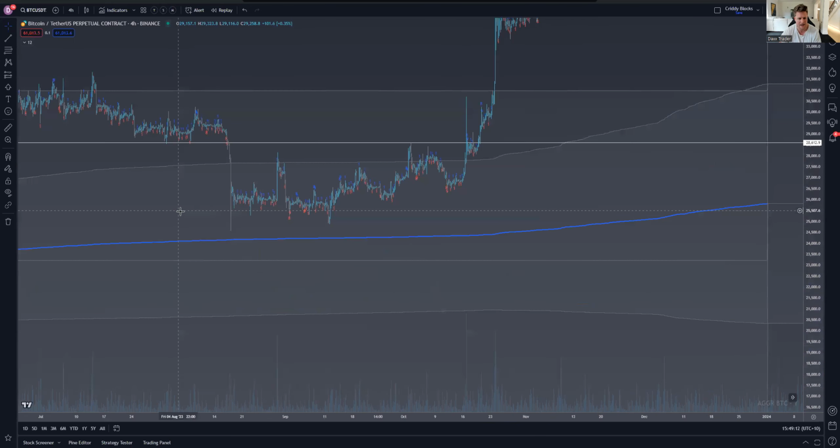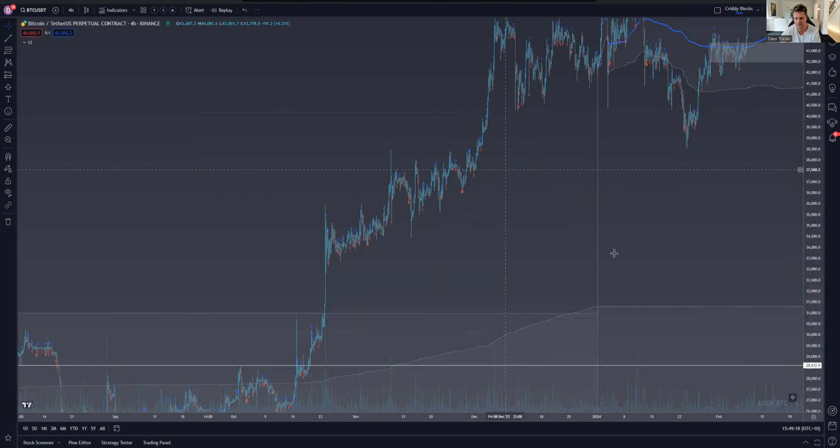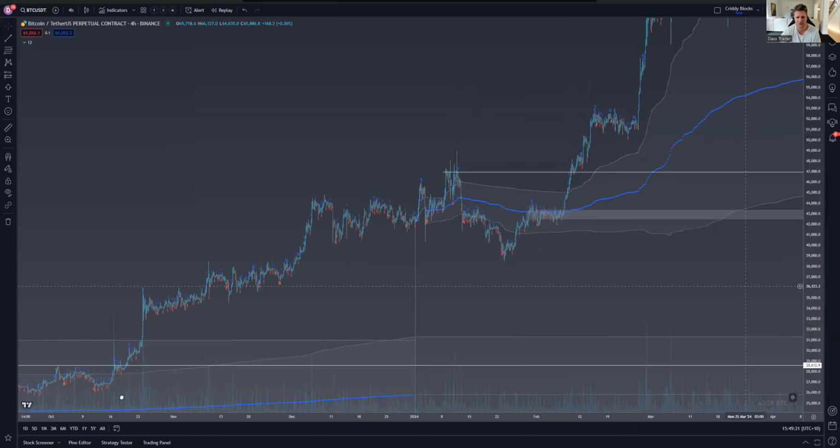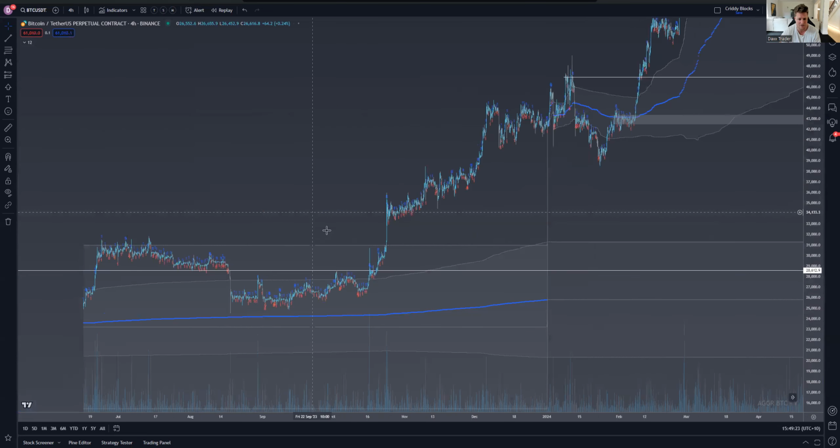So you can see same thing, right? We're inside the value area high, finally breaks out of value area high, and then we push into markup. So that's the kind of price action that we were looking for. Again, similar time of year as well.